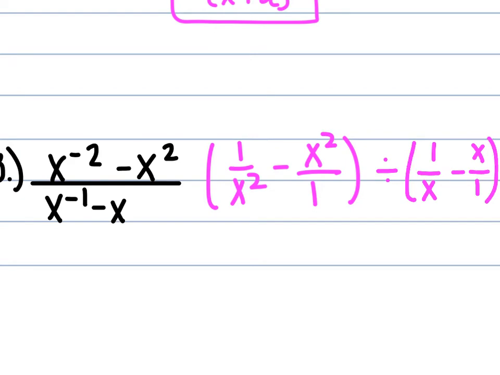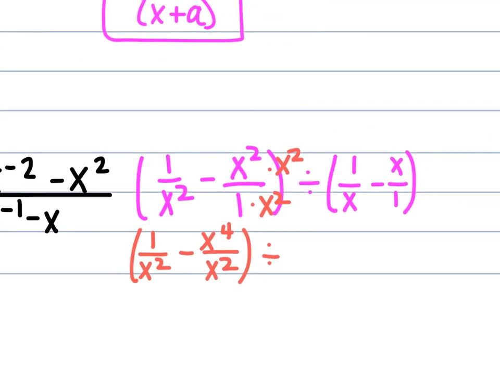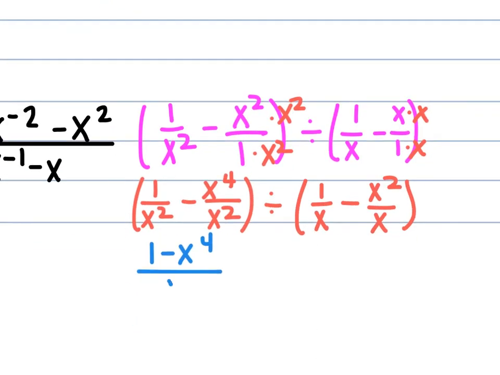So the least common denominator of the first fraction is x squared. Multiply top and bottom of the first fraction by x squared. So this is going to become 1 over x squared minus x to the fourth over x squared. For the second fraction, the least common denominator is x, so multiply top and bottom of the second fraction by x. So this is going to leave us with 1 over x minus x squared over x. We can rewrite this as 1 minus x to the fourth over x squared divided by 1 minus x squared over x.